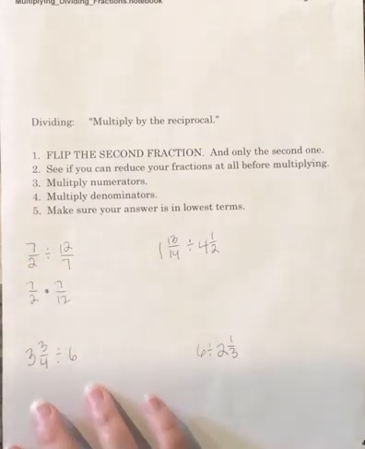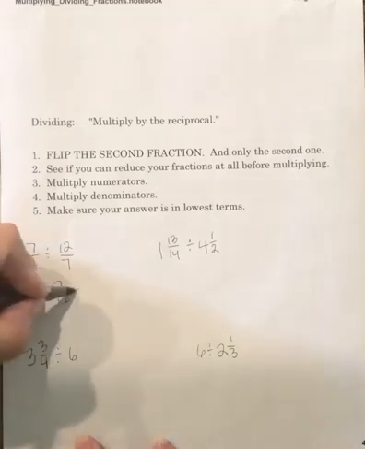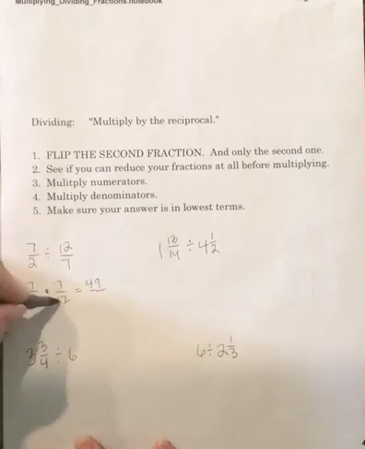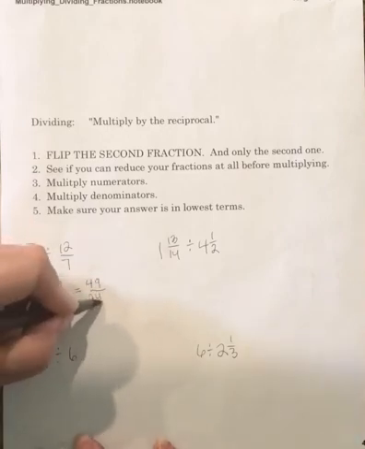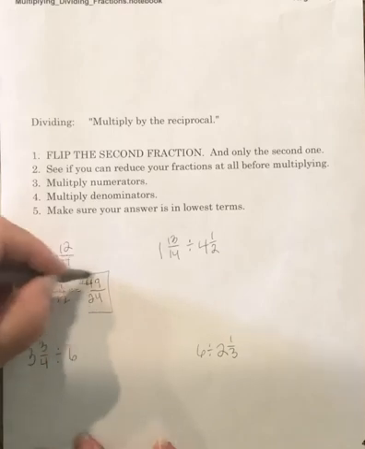Now is where I could look to see if I can cross-cancel. Well, 7 and 12 don't have any factors, and 7 and 2 don't have any common factors. So I cannot cross-cancel. 7 times 7 is 49, and 2 times 12 is 24. And that is in lowest terms because there were no common factors in this problem. And I can just leave it like that.